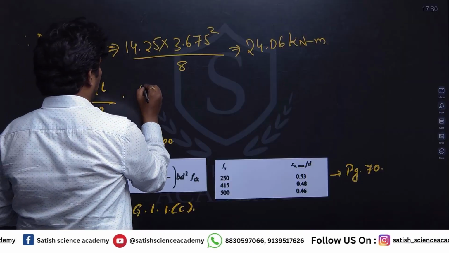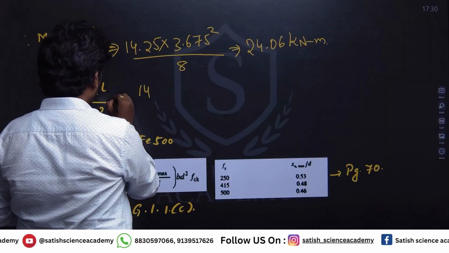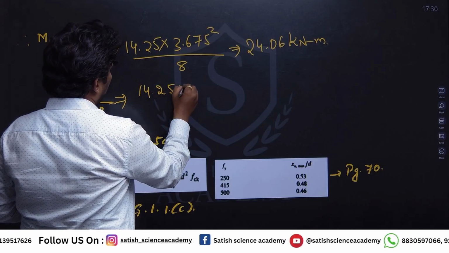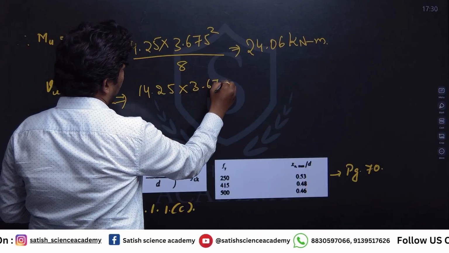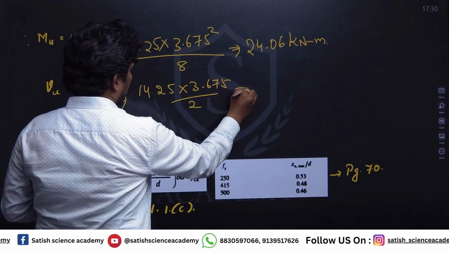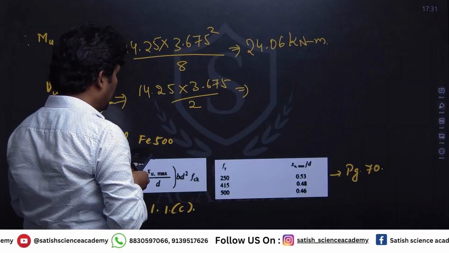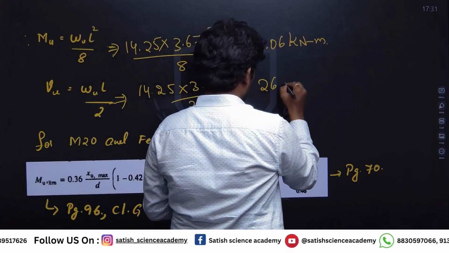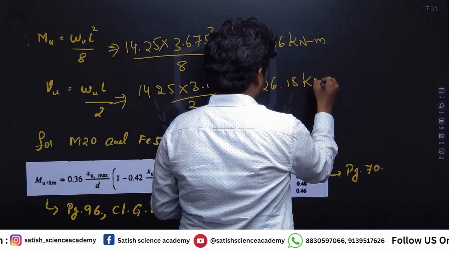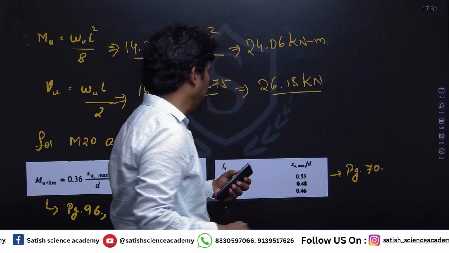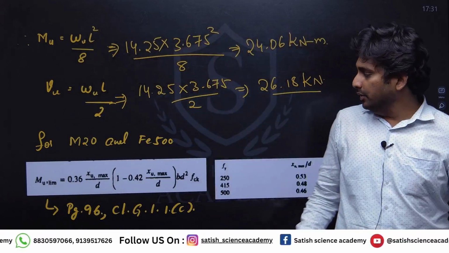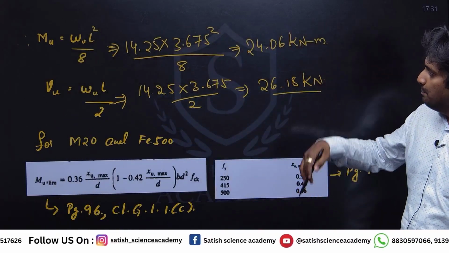Next you have to calculate shear force. Shear force is again WuL by 2. 14.25 into 3.675 divided by 2. So this is 14.25 into 3.675 divided by 2. This is 26.18 kilonewton. Okay.